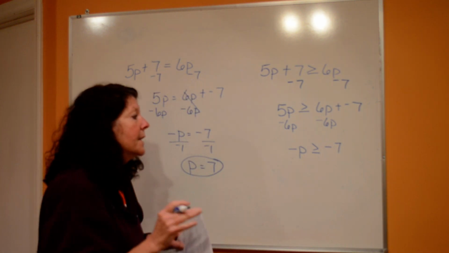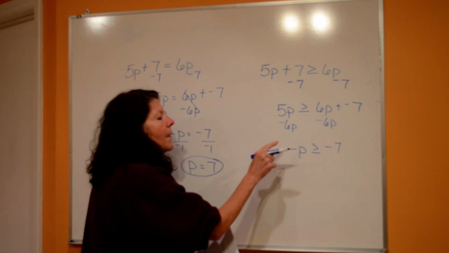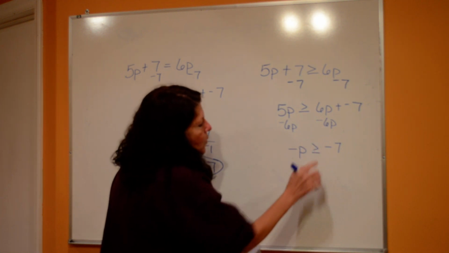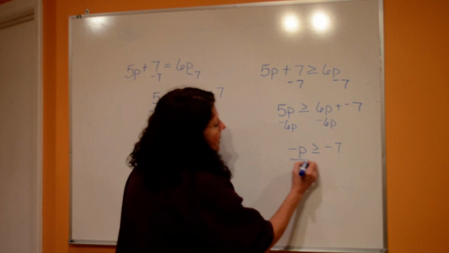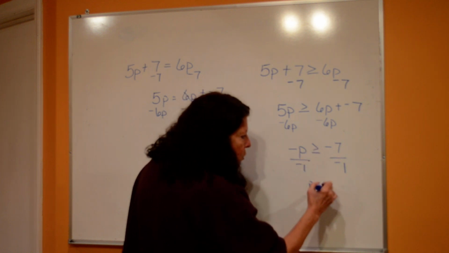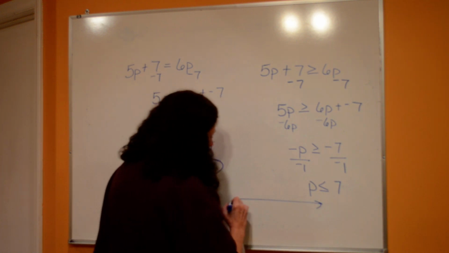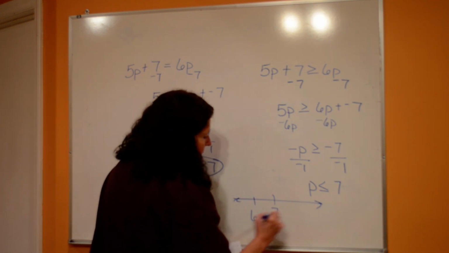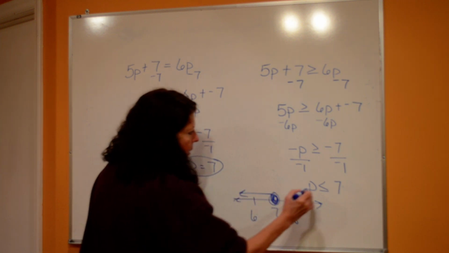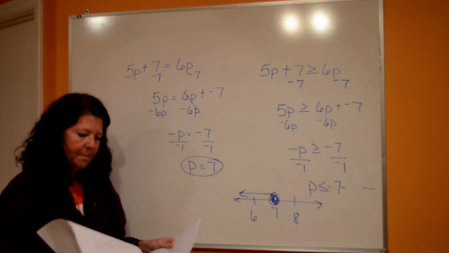Now, this brings a rule in with inequalities that we haven't talked about yet, but if I divide or multiply by a negative number, I must switch the direction of the inequality. So I'm going to divide by negative 1, divide by negative 1, and I'm going to get p, switch the direction of the inequality, is less than 7. So then when I graph it, my 7 goes in the middle, 6, 8. I'm going to fill in my closed circle there, and it goes in the left direction. I follow my arrows. Okay?